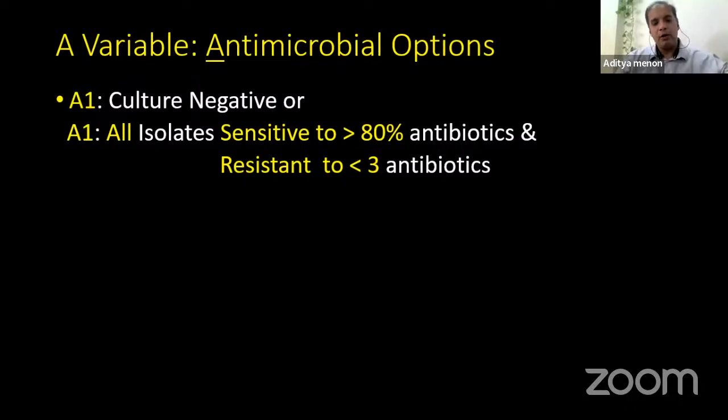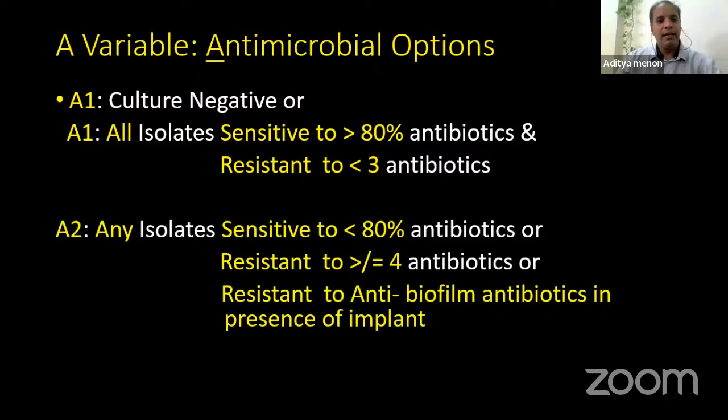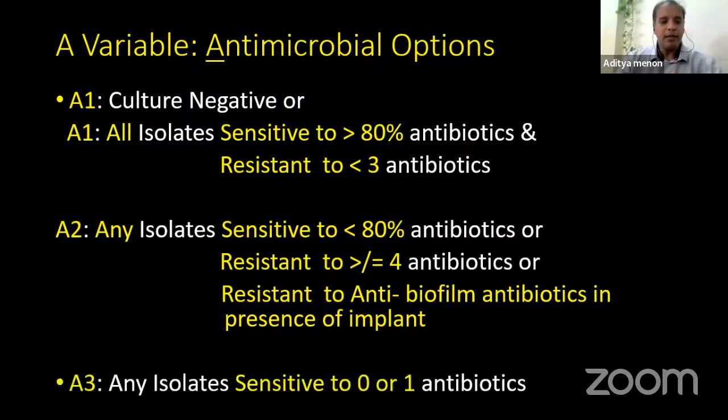So if you see the antimicrobial sensitivity report, if it's resistant to less than 3, it would fall into an A1 isolate. A2 would be resistance to 4 or more antibiotics, or resistance to antibiofilm antibiotics. So antibiofilm for Staphylococcus would be rifampicin, we had discussed this last time, and an antibiofilm antibiotic for a gram-negative would be ciprofloxacin. That means the oral antibiotics are not available.